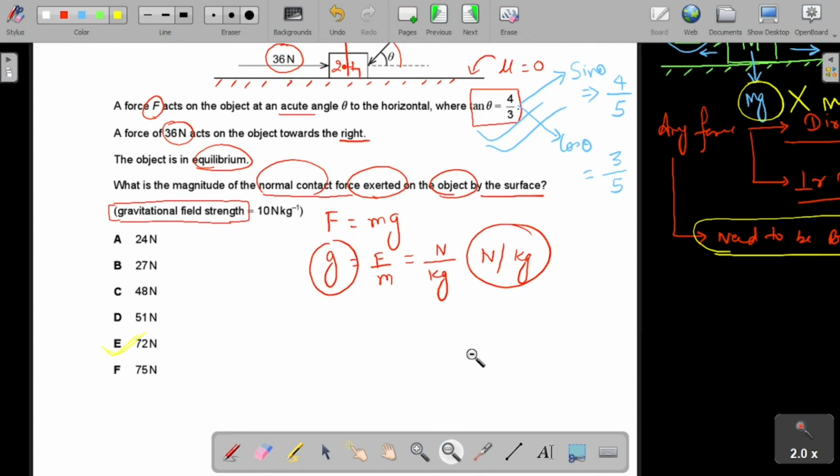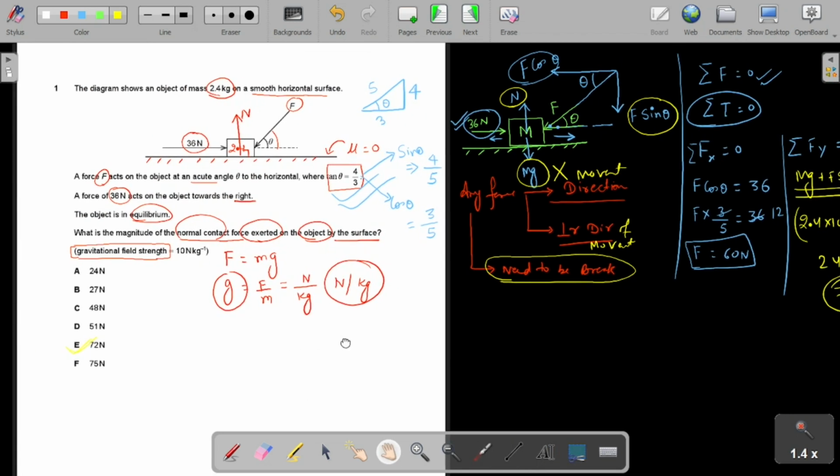So students, I hope you have understood the fundamentals of Newton's laws of motion.